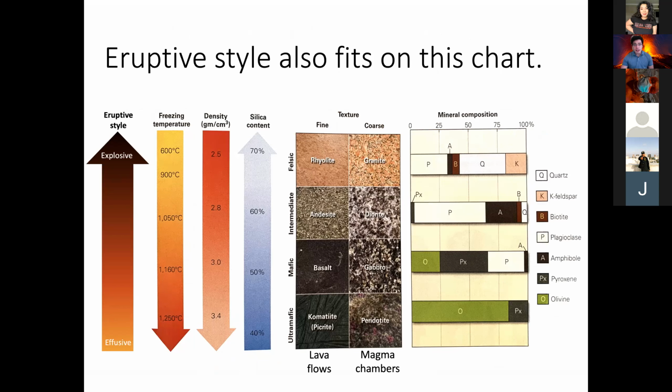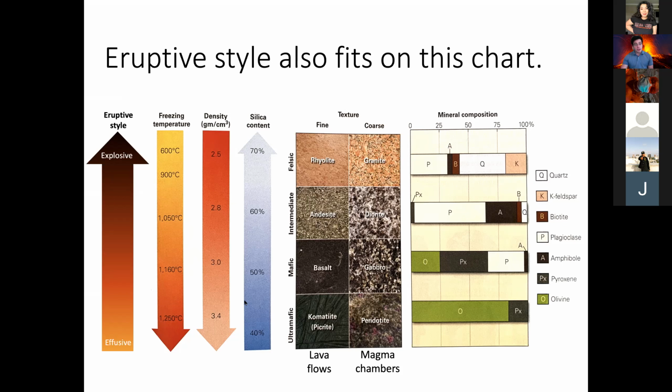So felsic is from feldspar and silica, so high feldspar and high quartz. So that's high silica content, low metal content. Low density, which means it has a whole lot of space, which is a place that volatiles can hang out. It melts and cools at pretty low temperatures. And it's actually very explosive because, again, that high silica content and low density mean it's sticky and traps a whole lot of volatiles if the volatiles are there.